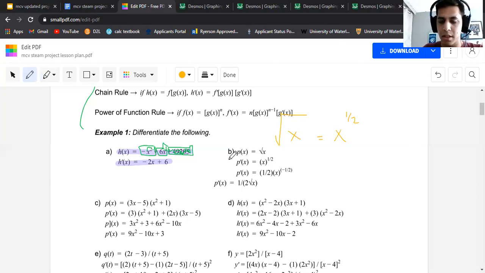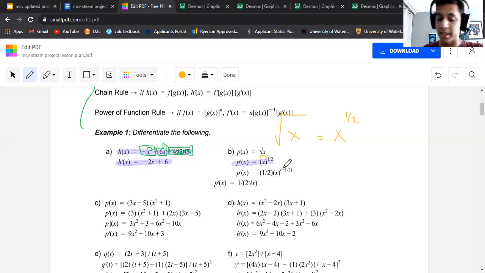And we use this to evaluate this. Instead of dealing with the scary square root symbol, I switched it right away to 1/2. So x to the 1/2. Again, you just follow the steps that we did in the first example. Move the 1/2 down to in front. 1/2 times x to the negative 1/2.